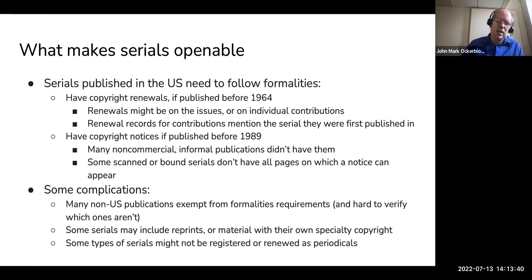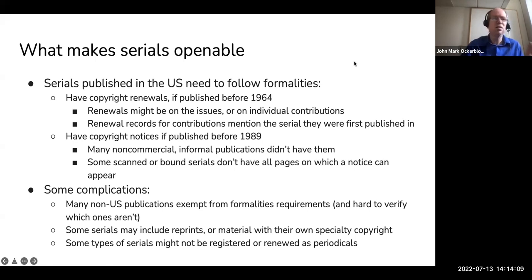The other important thing about serials, copyright and US copyrights in general, is that if you published before 1989 in the United States, you had to publish with a copyright notice. And some books were not published with copyright notice, but in fact, a number of serials that weren't normally commercially published or available in a newsstand were also published without copyright notices.